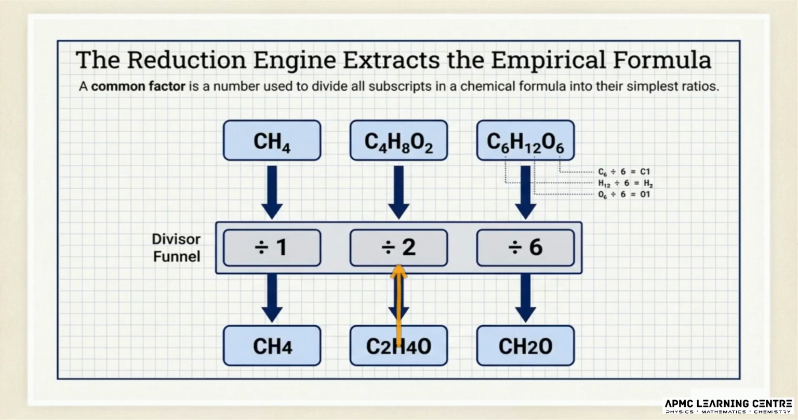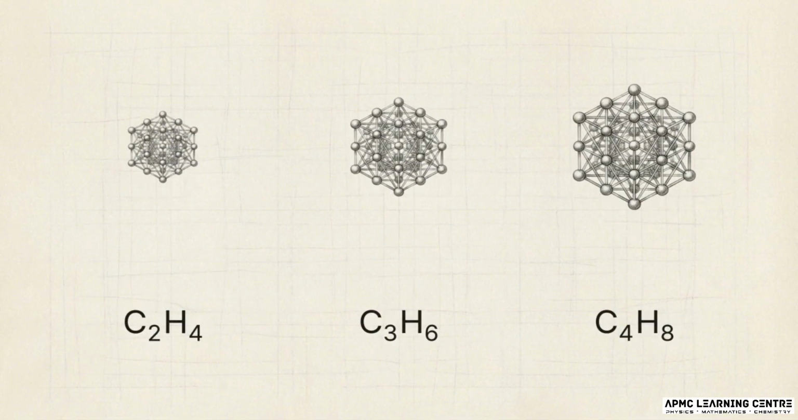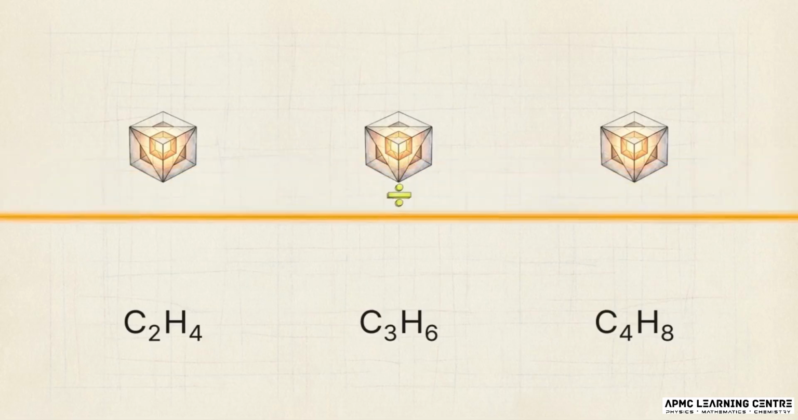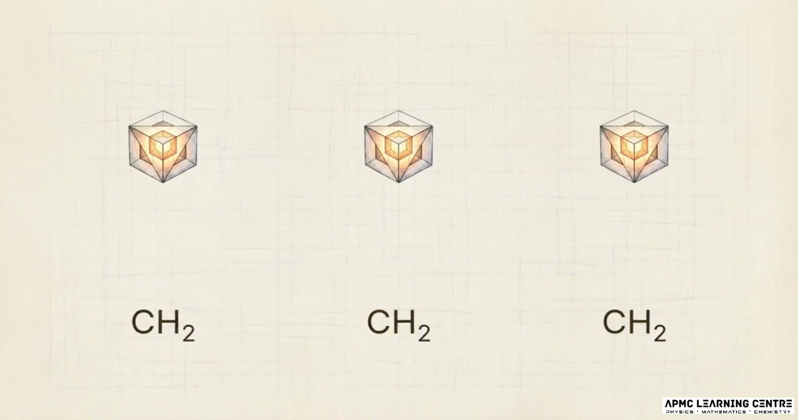For C4H8O2, we divide by 2. For the much larger sugar molecule, C6H12O6, we divide all the subscripts by 6. Finding this common denominator identifies the consistent proportions of the elements. Regardless of the molecule's actual size, dividing by this factor reveals the same foundational ratio every time.